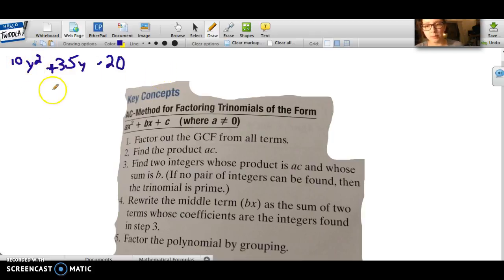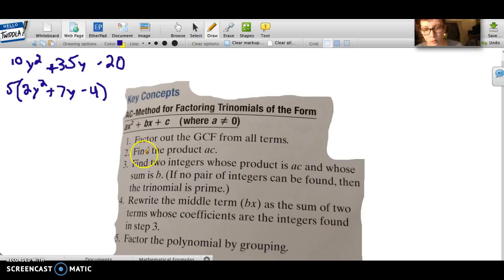So 10y squared plus 35y minus 20. Now, you may notice that the greatest common factor of all these terms is 5. So we can take a 5 out of all these terms. 10y squared divided by 5 is 2y squared. 35y divided by 5 is 7y. And negative 20 divided by 5 is negative 4. So we factored out the GCF of all of these terms.